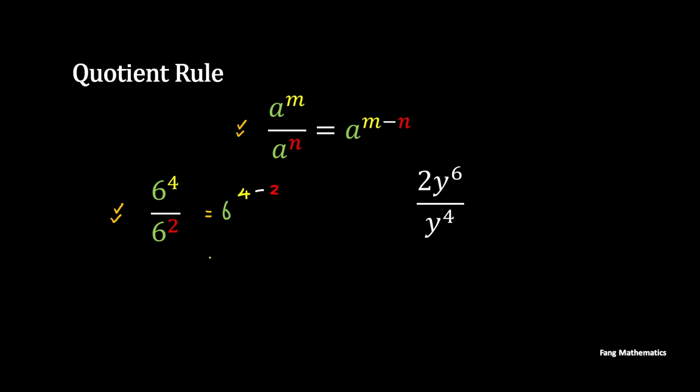And let's simplify the result we have. So base remains as base. 4 minus 2 gives you 2. So 6 squared.